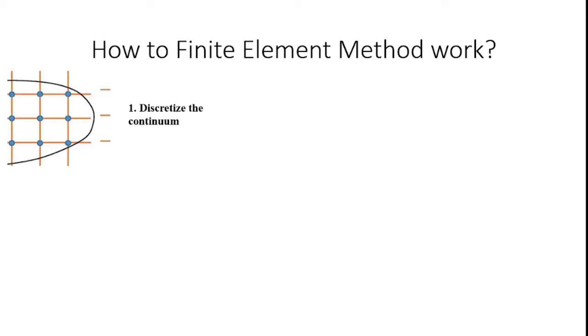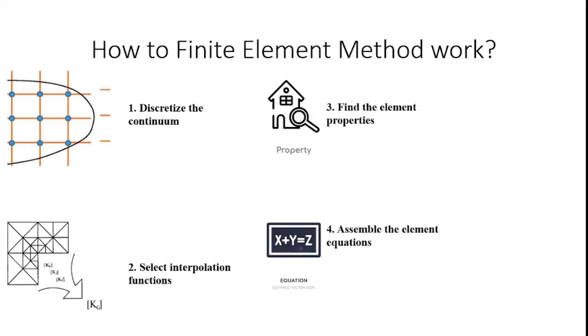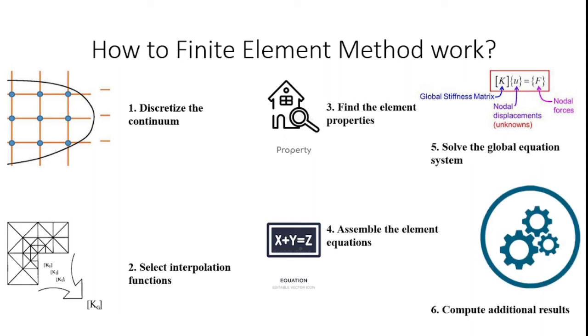which are, first, discretization. So in engineering problems we follow the continuum method. So discretize the continuum is the first step, and the second step, how can we interpolate the elements with each other? Yes, select interpolation functions is also one of the steps in the finite element method. And the third step is find the element properties, and then the fourth step is assemble the element equations, and the fifth, solve the global equation system, and then finally compute additional results.